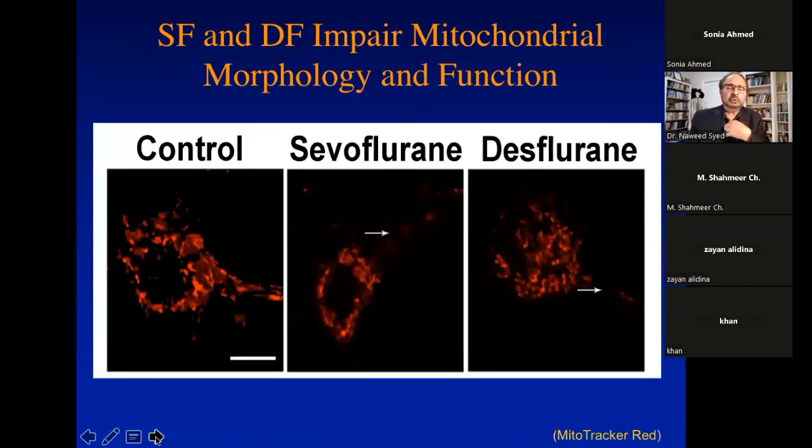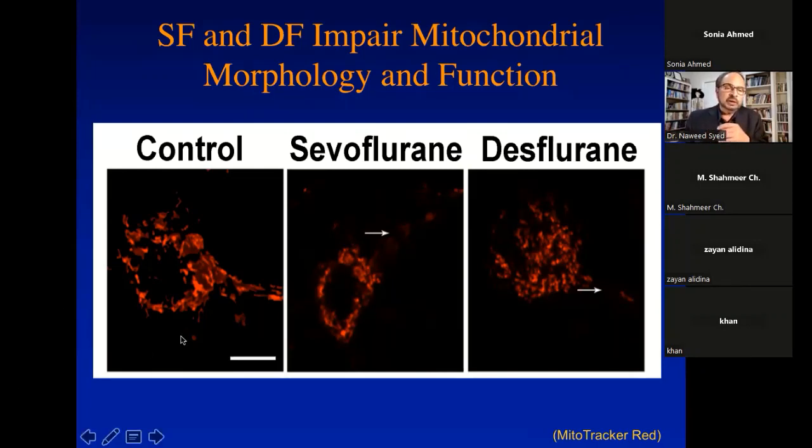And then we also asked what the potential underlying mechanisms or target sites are that these anesthetics are affecting. One of the things the literature suggested, and in our own work, we asked whether anesthetics are somehow affecting the energy store of these neurons, which is required for cell survival, growth and connectivity. And the common denominator may be the mitochondria.